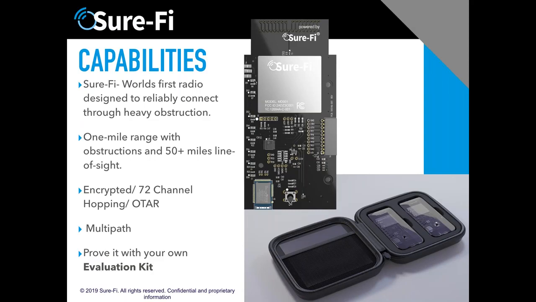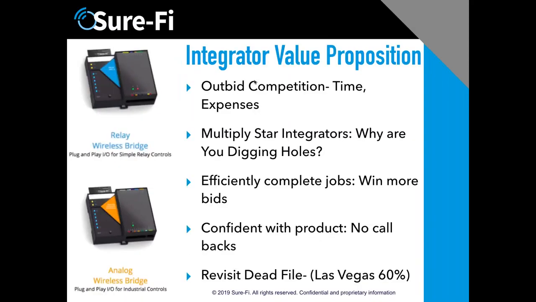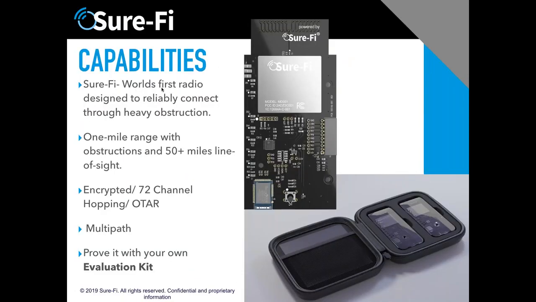And this evaluation kit that I was talking about is something, and I'm going to go back, let's see if I can go back there. Now this evaluation kit is something where you can take it out and put one end in your control panel, and you can walk out to the other end of the job, or drive down the street, push the button and see the signal strength, so that you can be confident that it will work for your job.